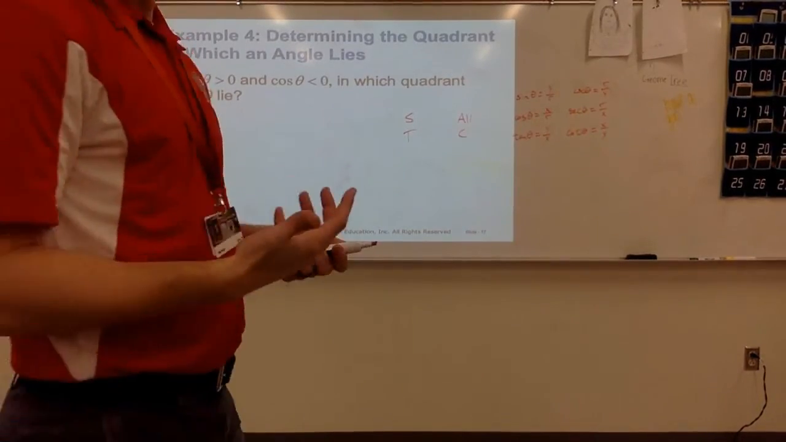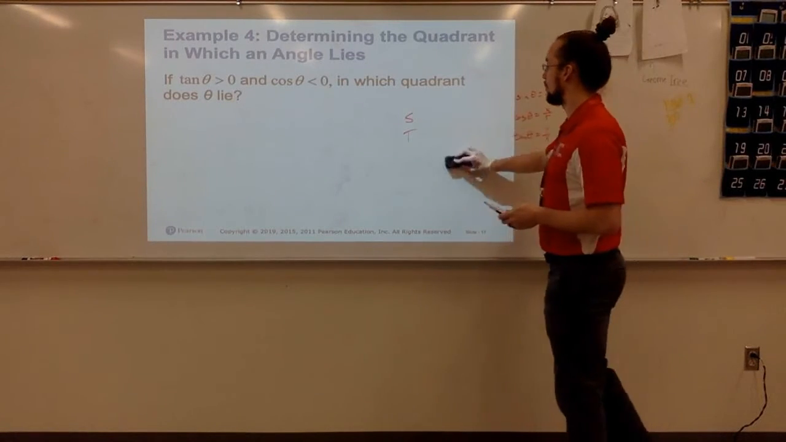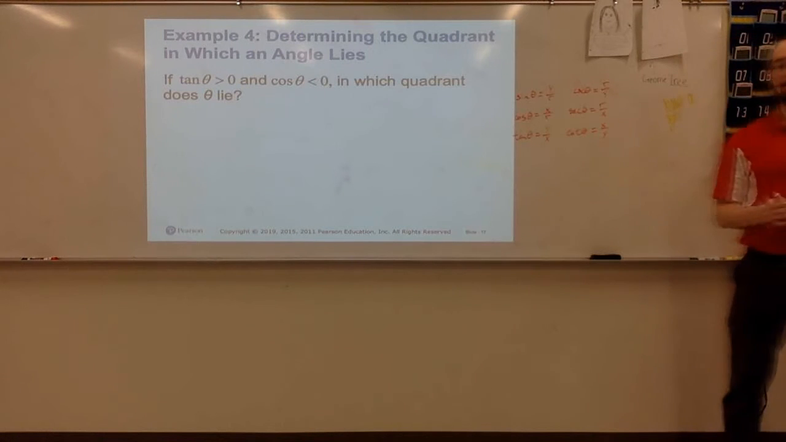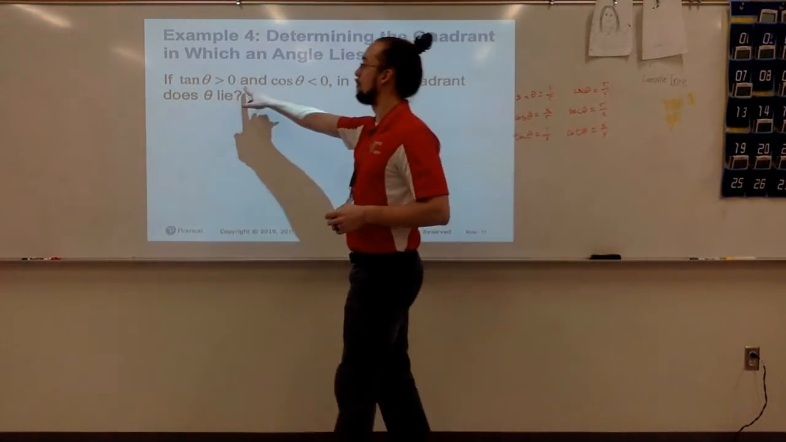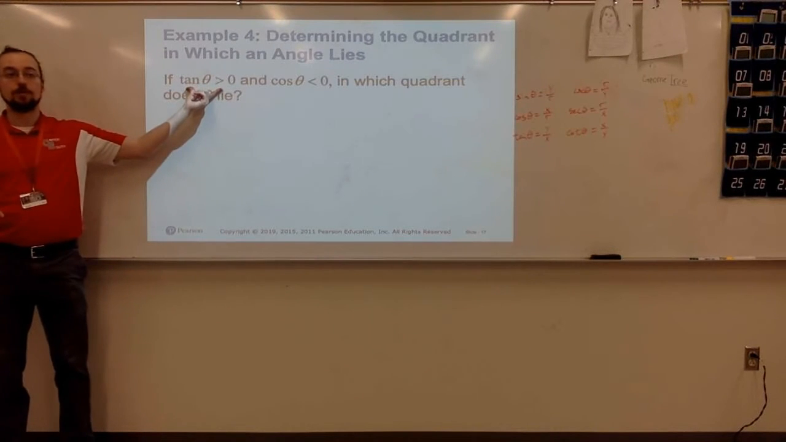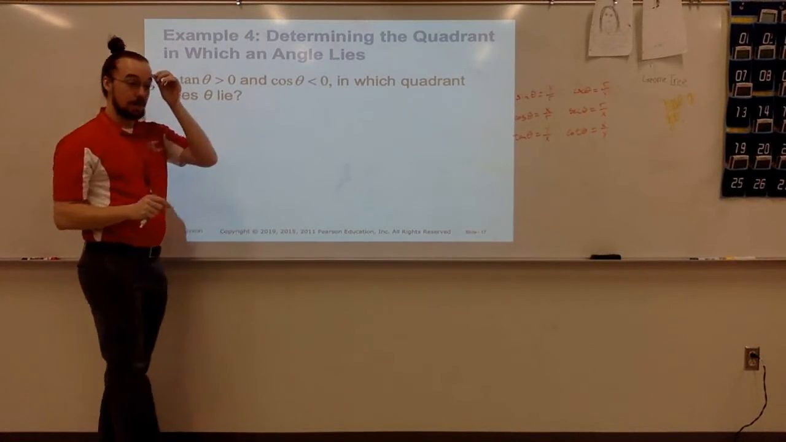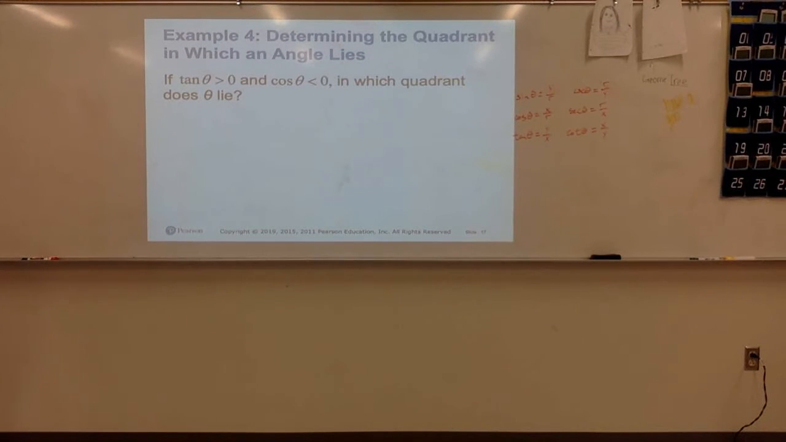So let's use that idea. Okay, so if we're told that tangent is positive and cosine is negative, where's the angle? Quadrant 1, 2, 3, or 4? So right off the bat, if tangent is positive, we know that it's in quadrant 1 or 3. Okay? Then, if cosine is negative, that means we're to the left of the y-axis. That tells me that we're going to be in quadrant 3. Right?